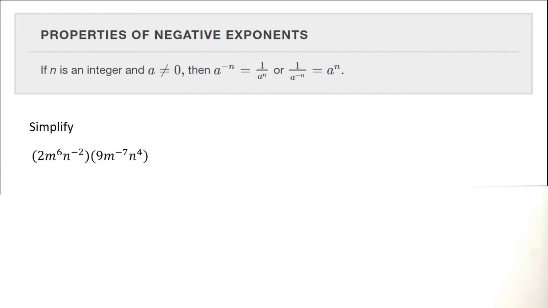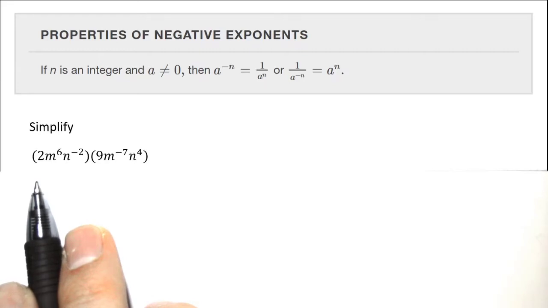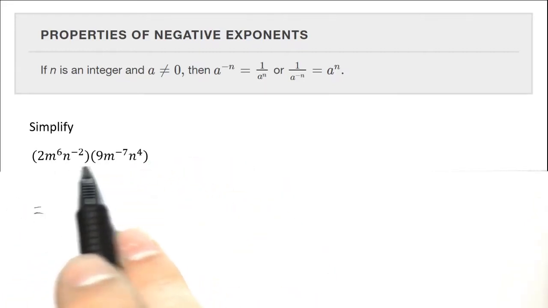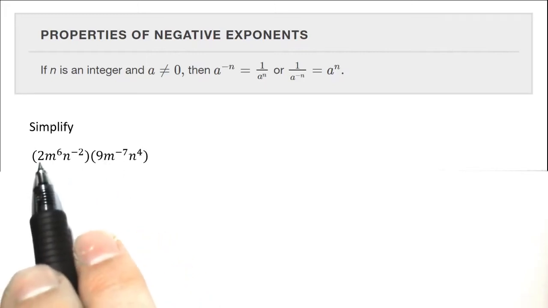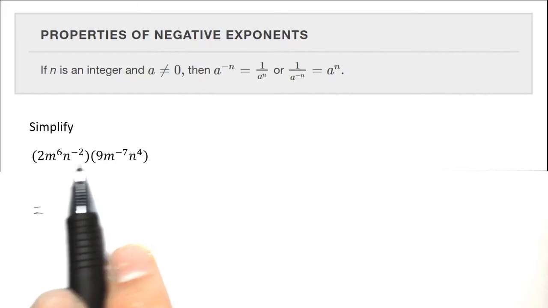Okay, let's look at one more example. We're asked to simplify this expression here, a lot more going on. But let's take it one step at a time, and we'll see what we can do here. Let's see. Well, when I multiply, because multiplication is associative and commutative, I can rearrange terms.